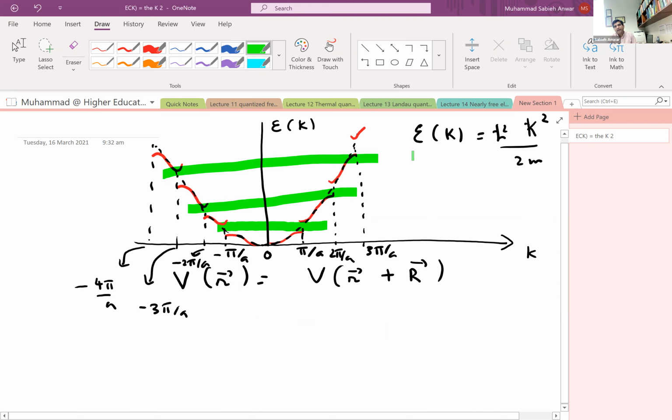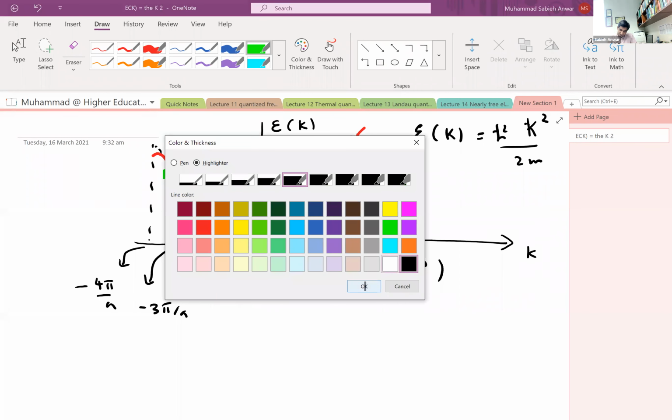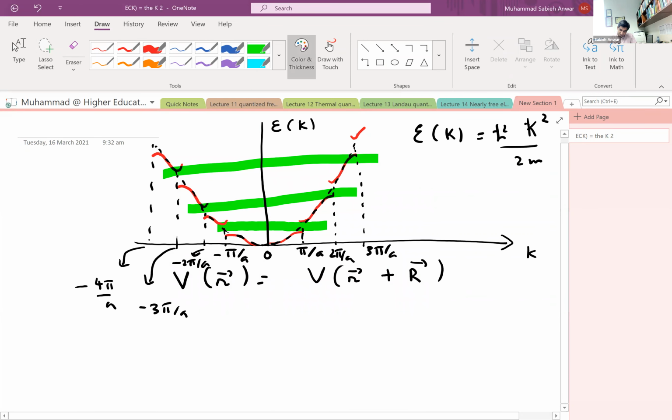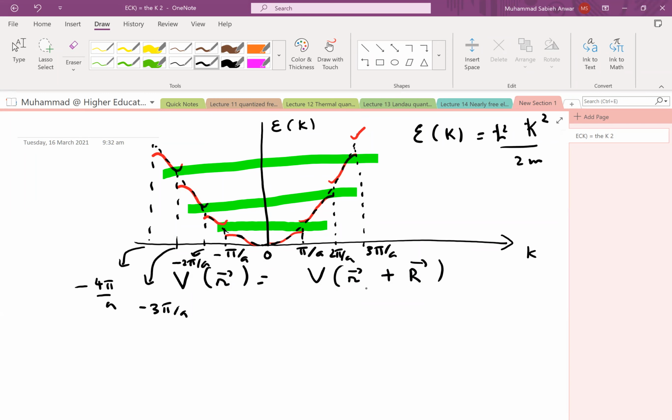In these green regions, which are forbidden gaps, no energy level exists. And these gaps are proportional to the Fourier coefficient V_G. So this is the dispersion relationship for a nearly free electron. This is where we finished off our previous discussion, and we were able to find out these gaps with the help of time independent perturbation theory.